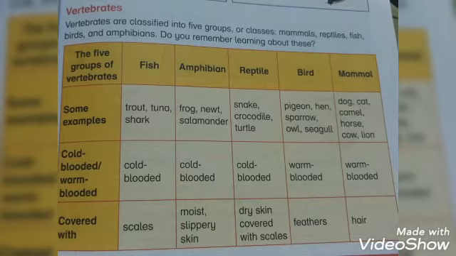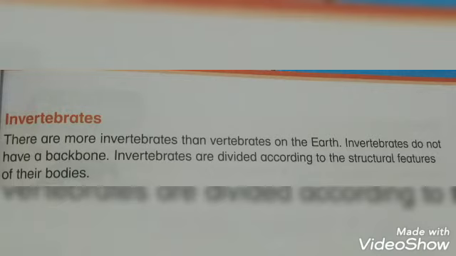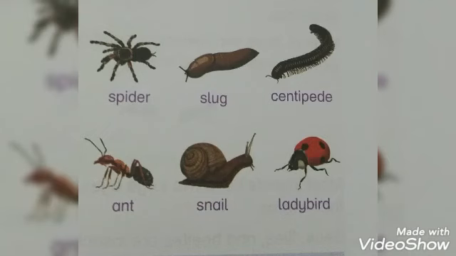Here in this table, there are some of the characteristics of these classes, like some examples of fish, amphibians. When it comes to invertebrates, invertebrates do not have a backbone. Invertebrates are further divided according to the structural features of their bodies. There are some examples of invertebrates like spiders, slugs, centipedes, snail, etc.